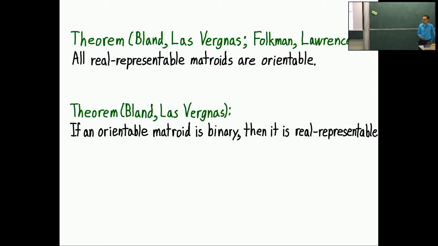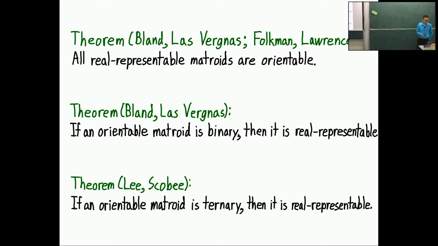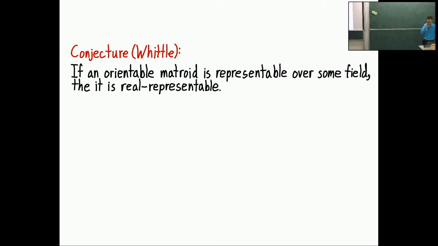And if you're orientable and binary, then you need to be real representable. And if you're orientable and ternary, you also have to be real representable. So maybe if you have this additional condition of being representable over some field and you have an orientation, then this forces real representability. Unfortunately, this is false.